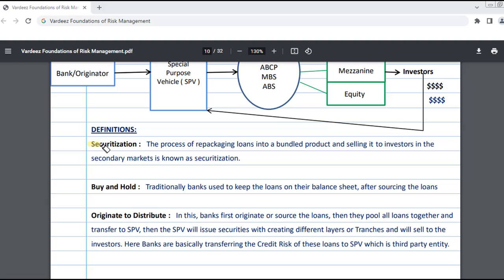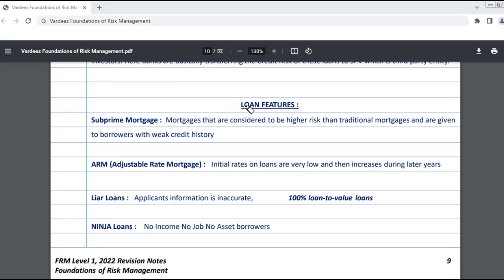So definitions, we have already talked about securitization, we have seen buy and hold. We have also seen the originate to distribute business model. Now let's talk about the features of the loan that was given out to the borrowers. We have something known as the subprime mortgage. Essentially, a prime customer is one who has perfect documents, a good credit score, so on and so forth. We call that a prime customer. And subprime is someone who doesn't have a good income flow, who doesn't have a good credit score. Then these customers are referred to as subprime.